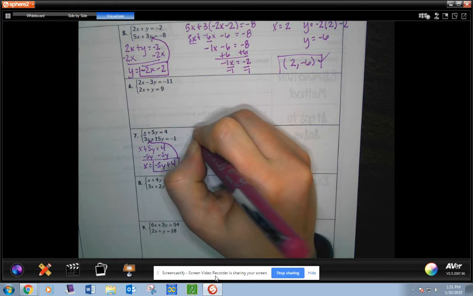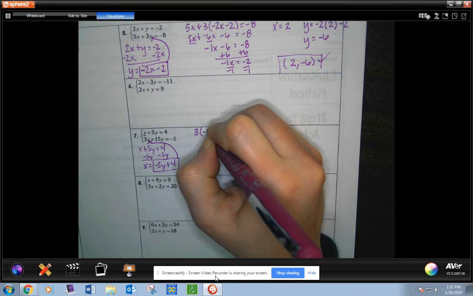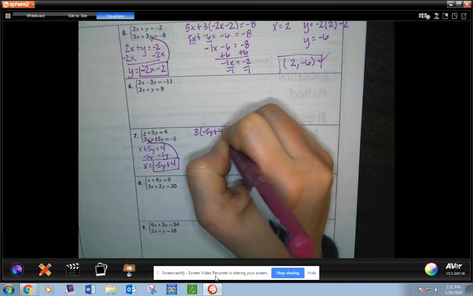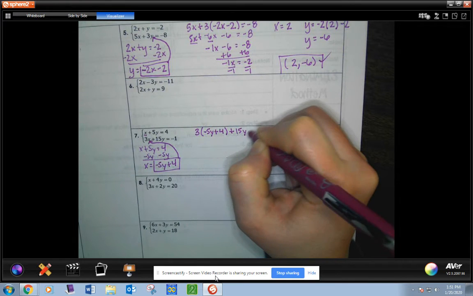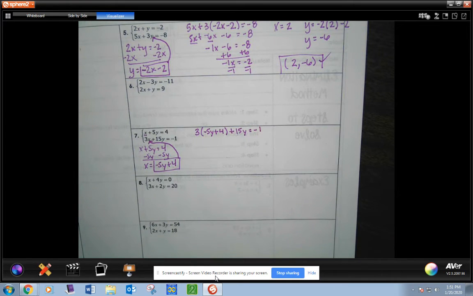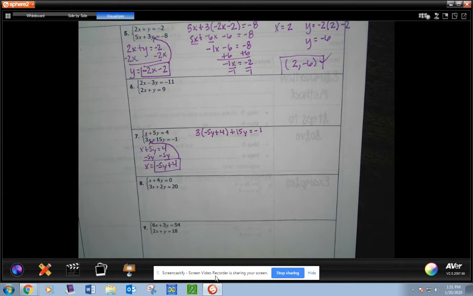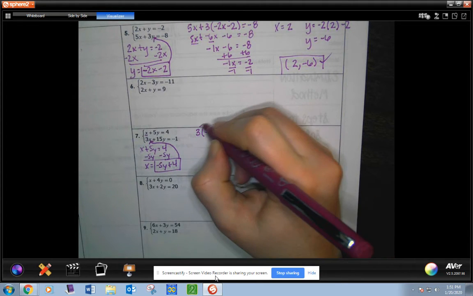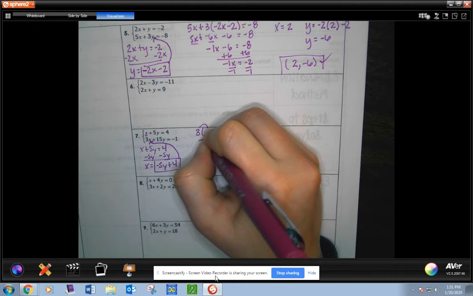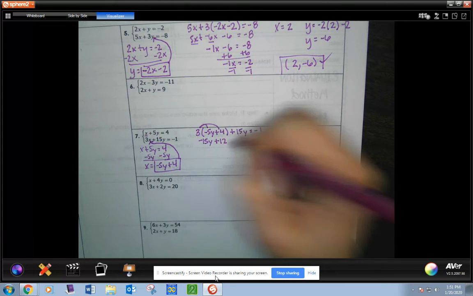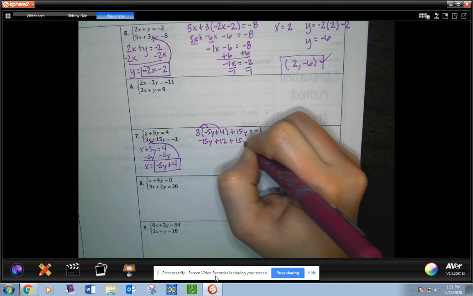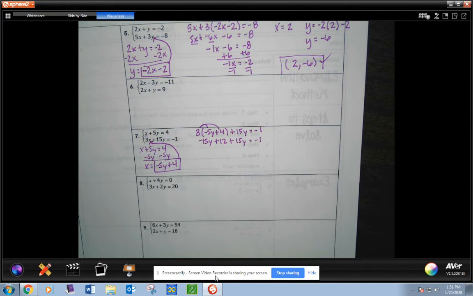So this becomes 3 open parentheses, negative 5y plus 4 close parentheses, and then I keep the rest of the problem. Plus 15y equals negative 1. Now I just need to distribute and solve my problem. 3 times negative 5y is a negative 15y. 3 times 4 is a 12. I bring down plus 15y equals negative 1.